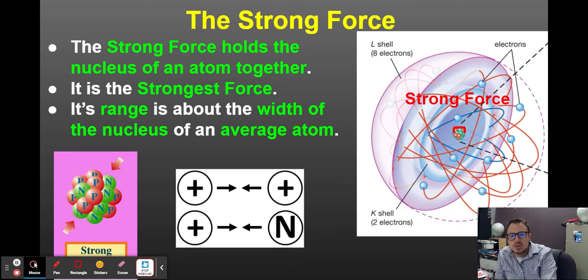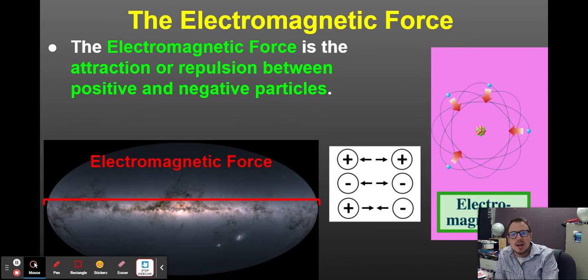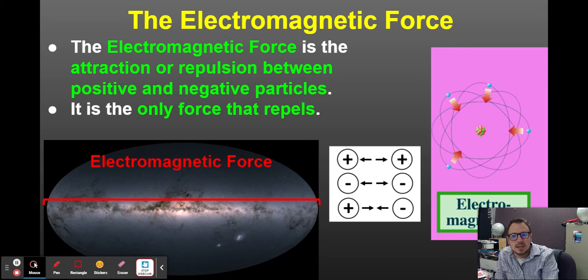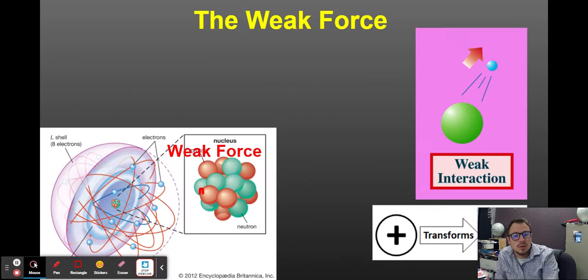It's the strongest force. Its range is about the width of the nucleus of an atom. So we don't interact with it. We don't feel this force because it doesn't really even make it outside of the atom, because it just holds the protons and neutrons together. Now, the electromagnetic force is the attraction or repulsion between positive and negative particles. It's the only force that can repel. Its range is infinite.